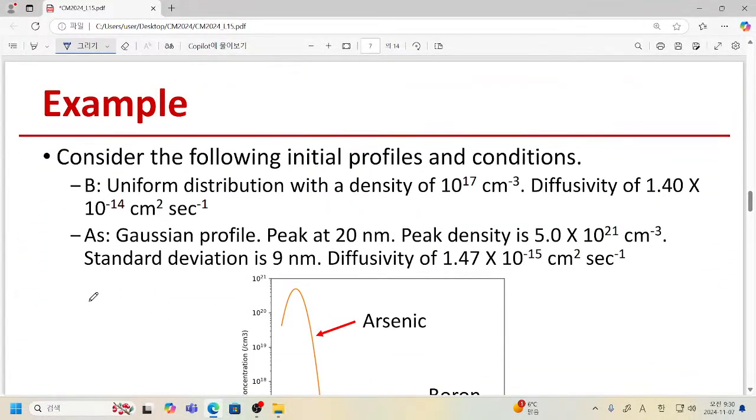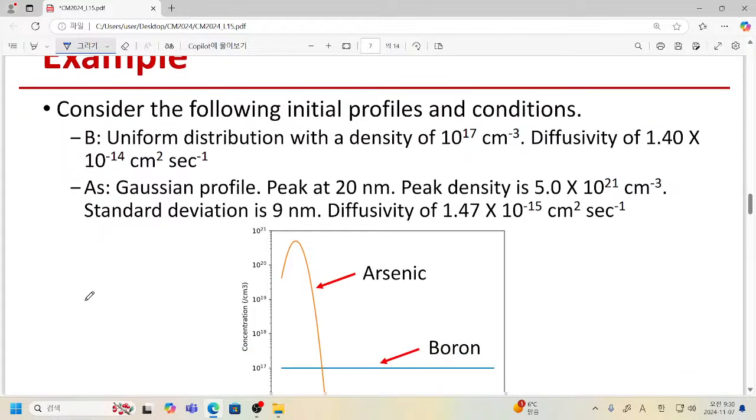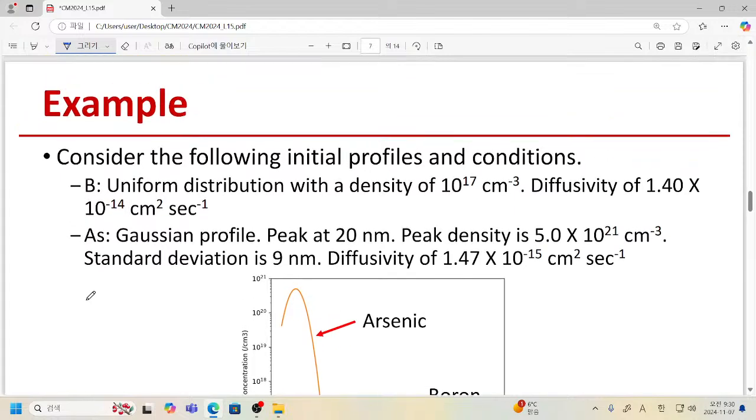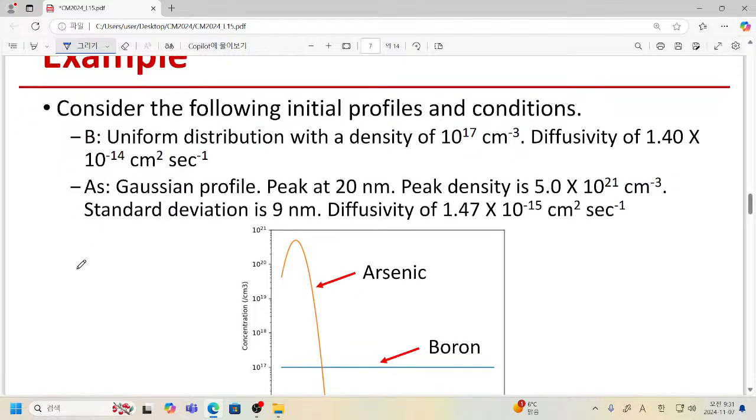So now we have a quite simple example. In this case, there is no interaction between them. So let me just consider this example. Here we have boron and here we have arsenic, and please have a look at their diffusivity. The diffusivity of boron in this particular example is 1.4 times 10 to the minus 14 square centimeter per second.